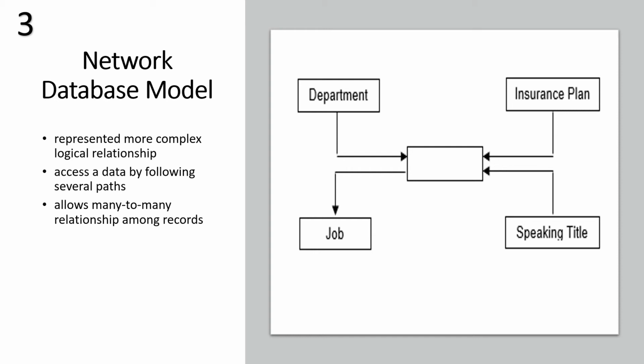Network database model. A database model that can represent more complex logical relationships and is used by many mainframe DBMS packages. It can access the data by following several paths, because any data element or record can be related to any number of other elements.